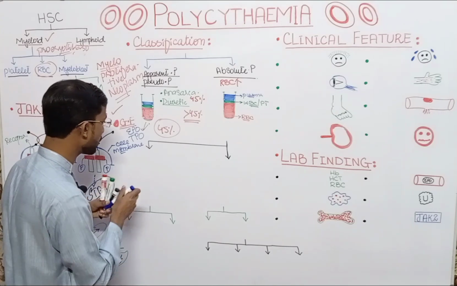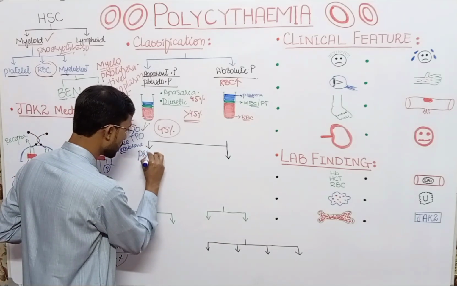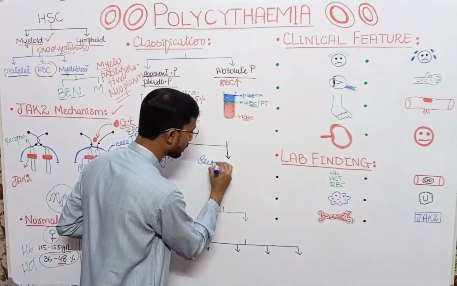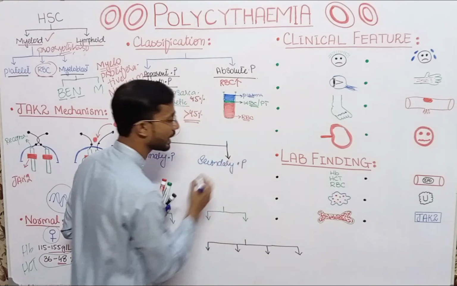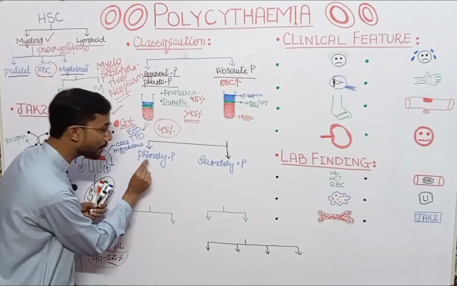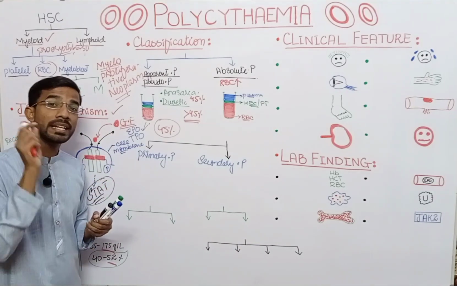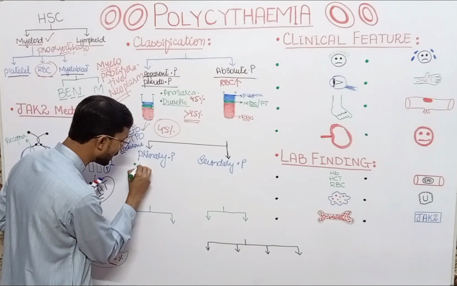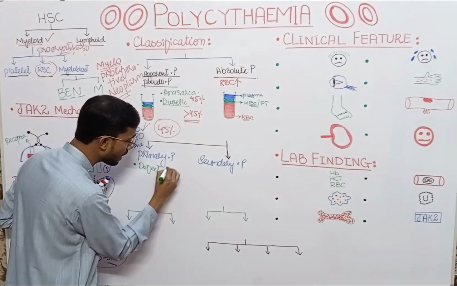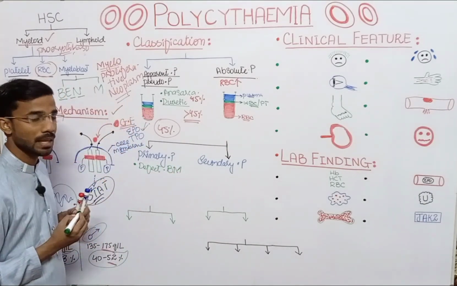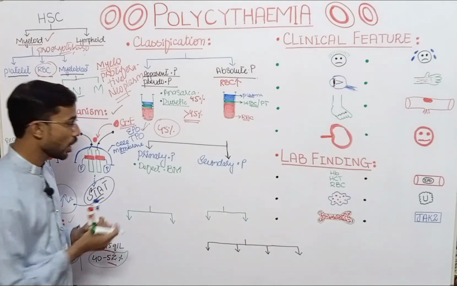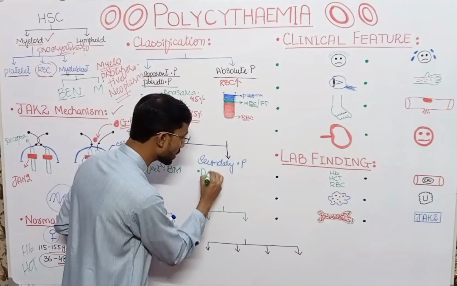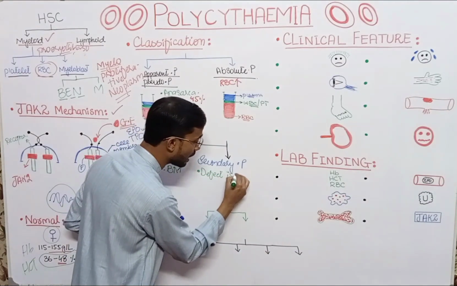First of all, you will see the primary polycythemia, and then you will see the secondary polycythemia. In the primary polycythemia, you will see a defect in the bone marrow. But in the secondary polycythemia, you will see that the defect is external.